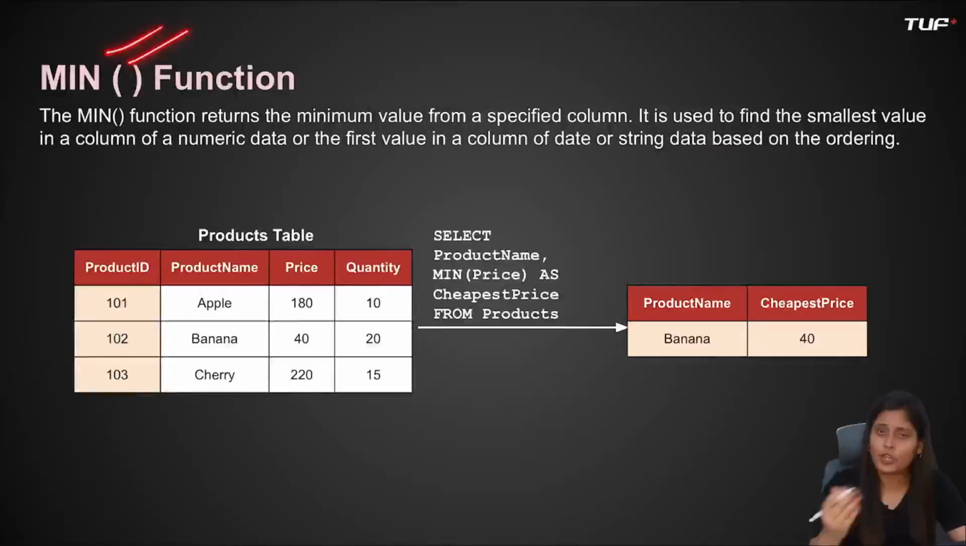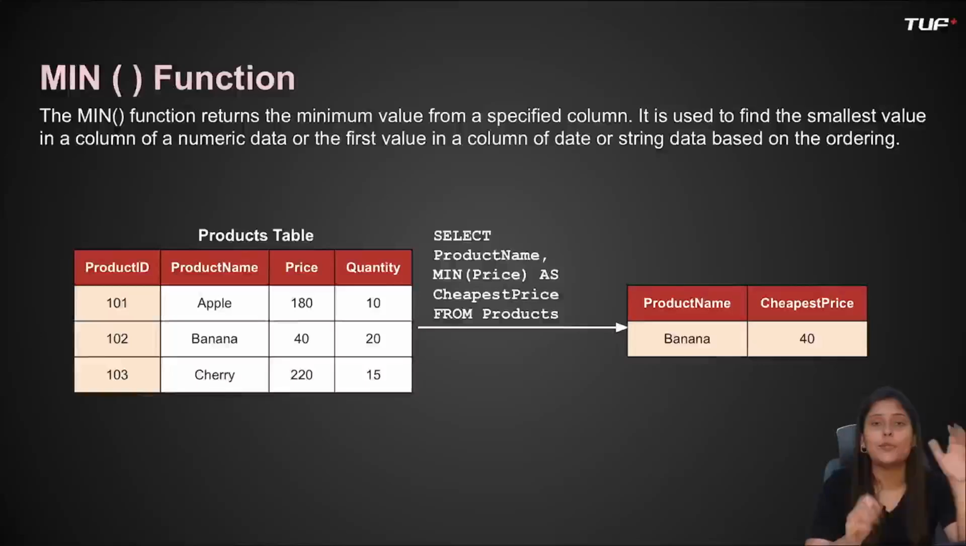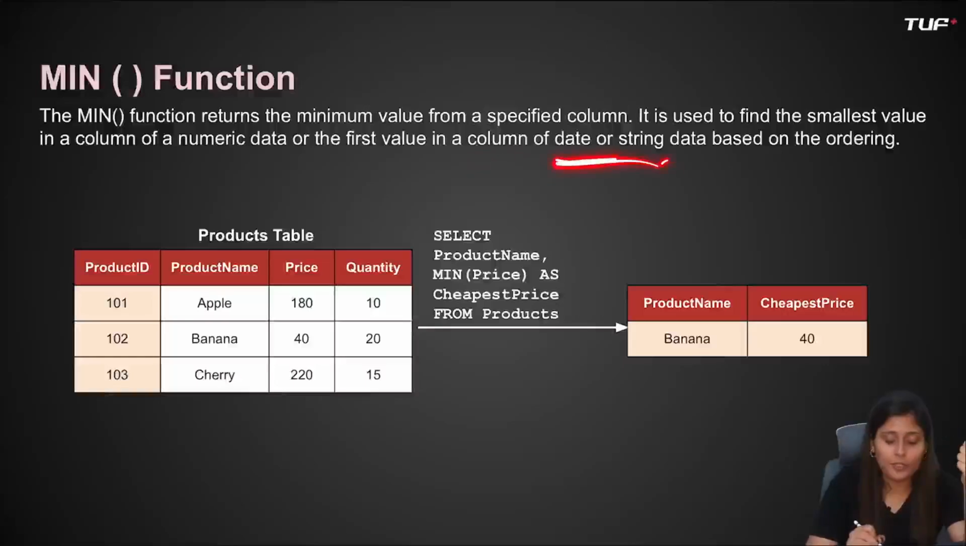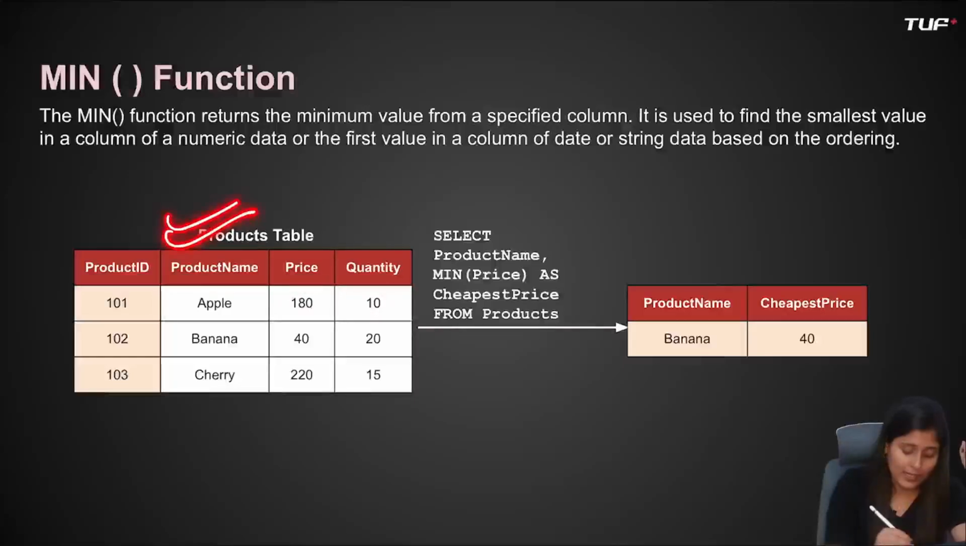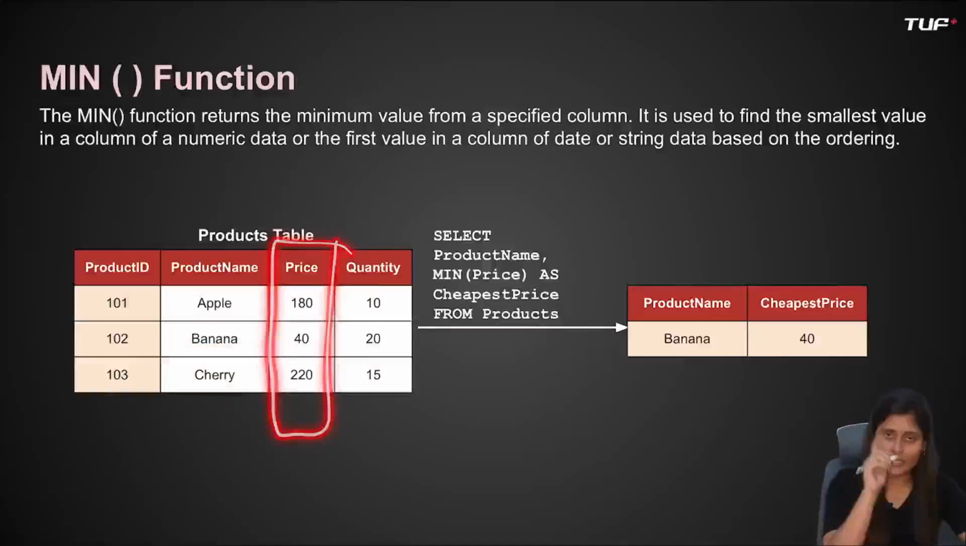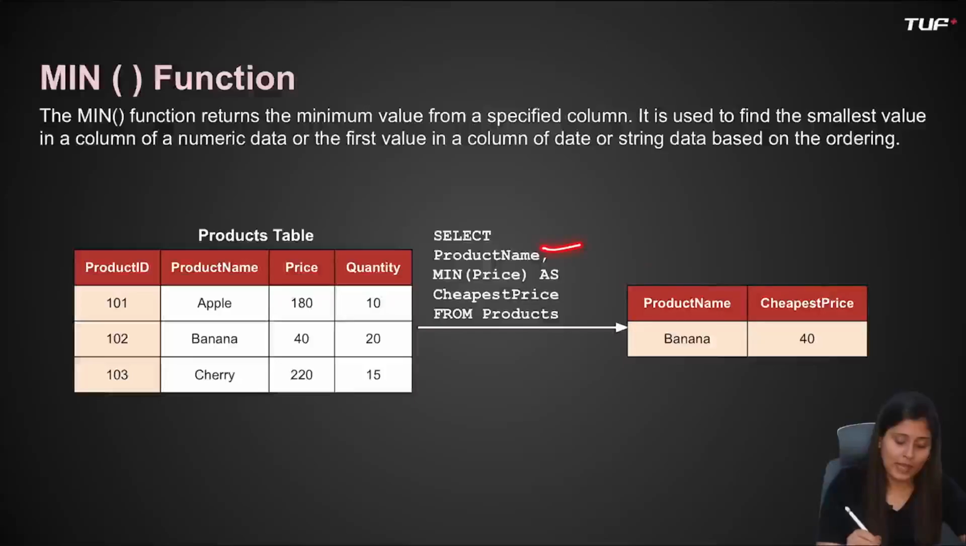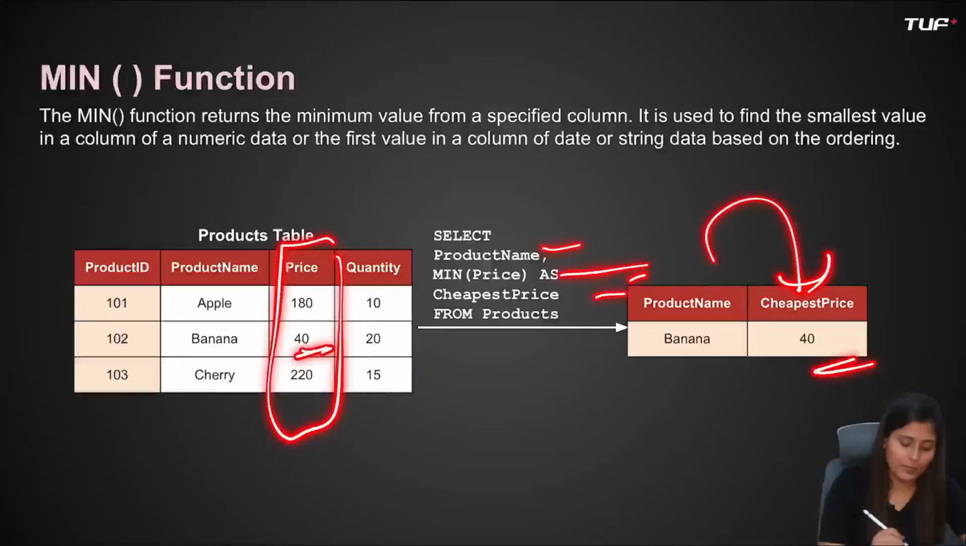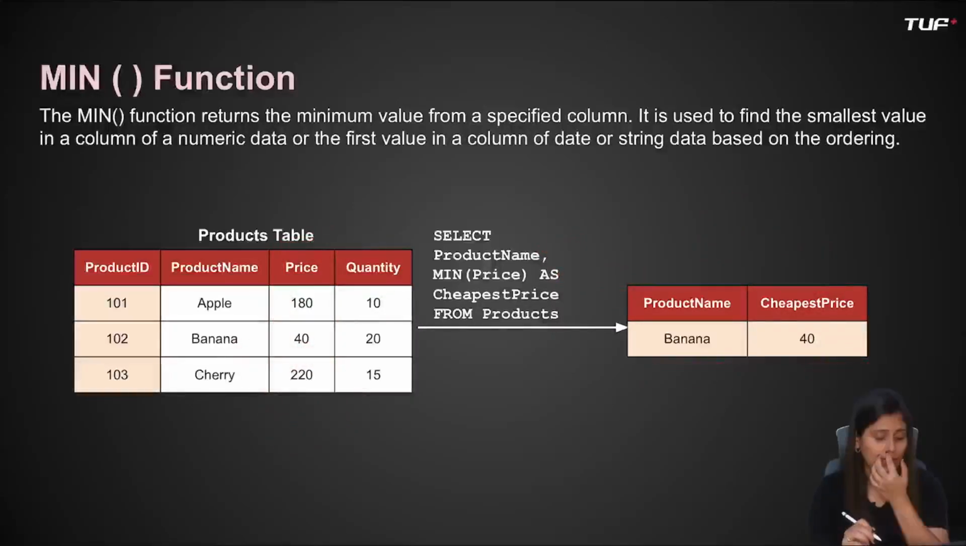Similarly, the min function does the same, but instead of giving you the maximum value, it gives you the minimum value. In case of a column of date or string, it will give you the first value in a column. Let's suppose you are finding the minimum for product name, it will give you apple. If you are finding the maximum, it will give you cherry. In case of numerical, it will give you the exact minimum value. So here also we'll select product name and the minimum price as cheapest price from the price table. Here 40 will be the cheapest and the product name is banana. This is what it will return.